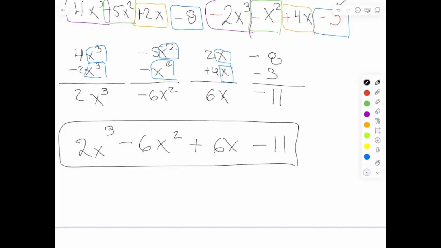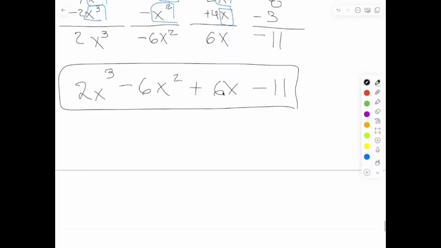Those are the polynomials. We did that. Adding and subtraction. That leads us to the next topic. So we did adding and subtraction. So now we got to do multiplication. Okay. So let's do multiplication.